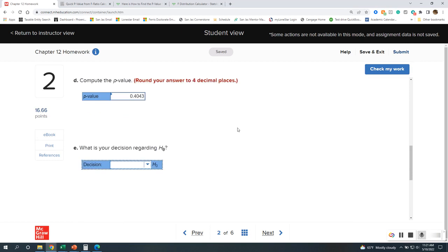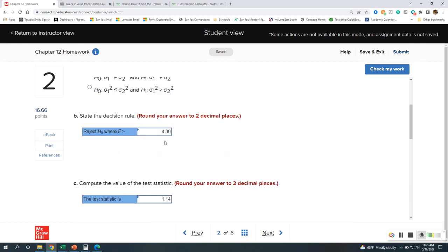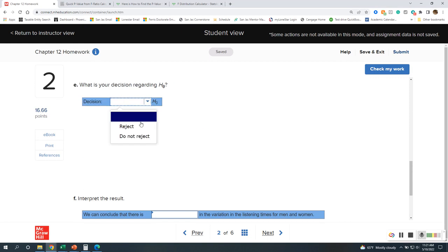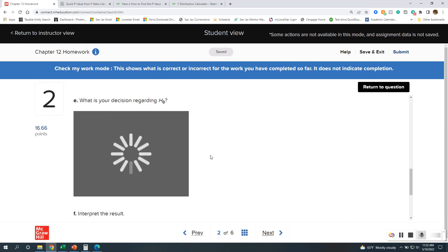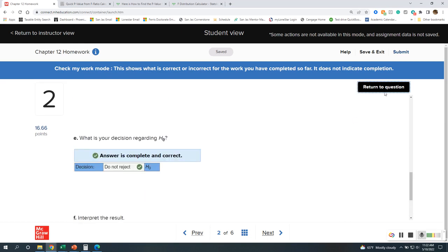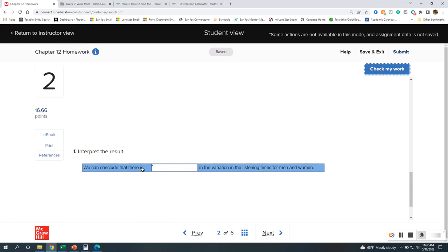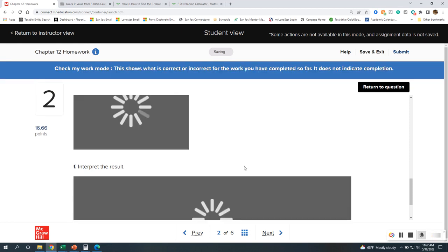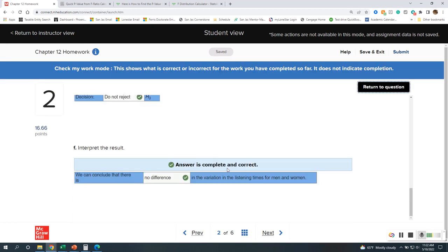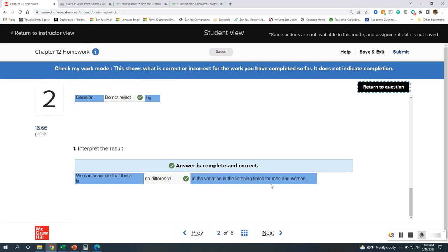interpret your decision. Well, since we are less than our F value or critical value, we do not reject. Again, we were only going to reject if it was greater than. So we can conclude that there is no difference, because that's what we're going to try and test, was that there was a difference.